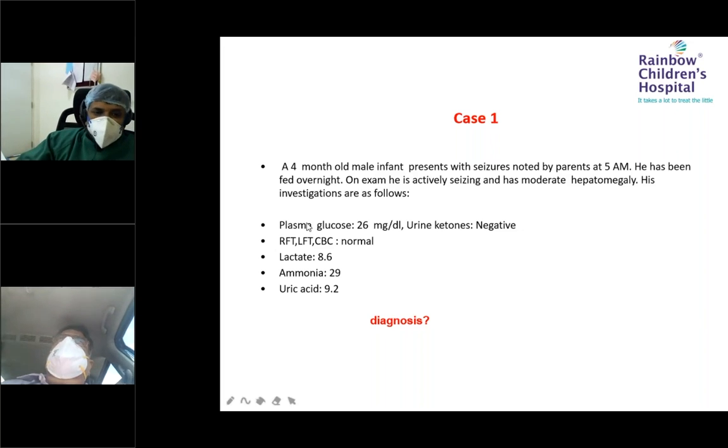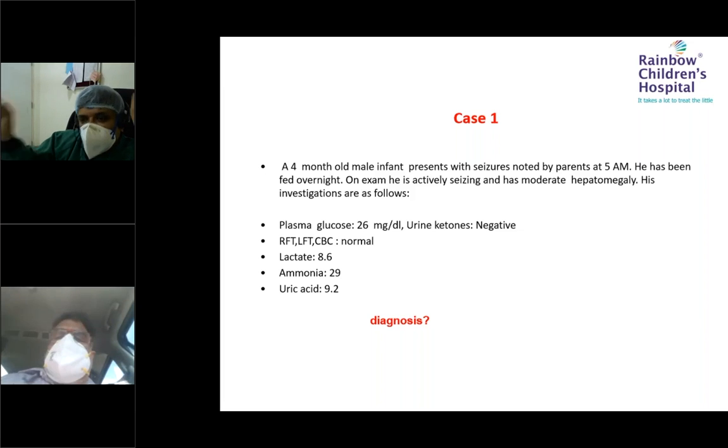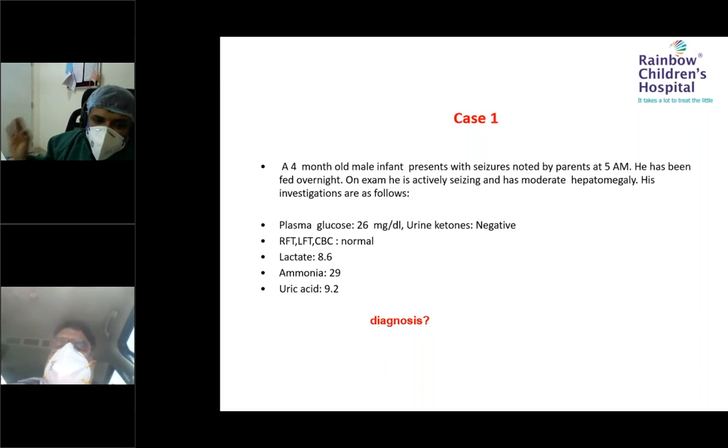So the investigations are as follows. His plasma glucose is very low. Urine ketones are negative. His renal function test, liver function test, and blood counts are normal. This baby has got a high lactate. Normal lactate level is up to 2.4 millimoles per liter. 2.4 to 4 millimoles per liter are usually seen when there is a sepsis or poor perfusion states. A slight elevation in lactate is acceptable, but any lactate more than 5 millimoles per liter is definitely abnormal, and these babies have to be evaluated in detail further.